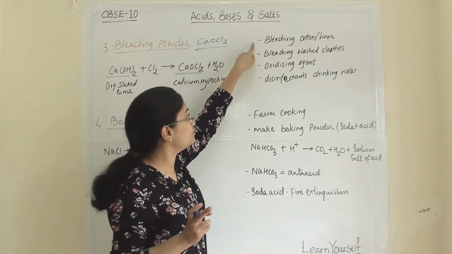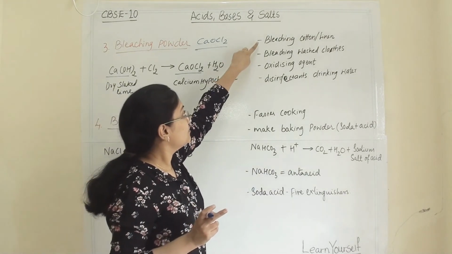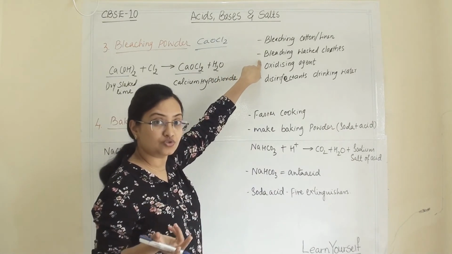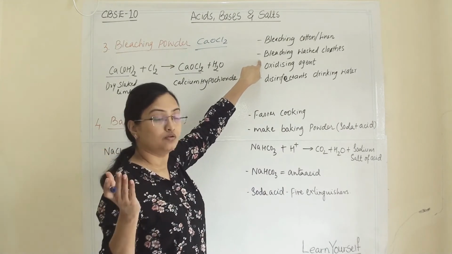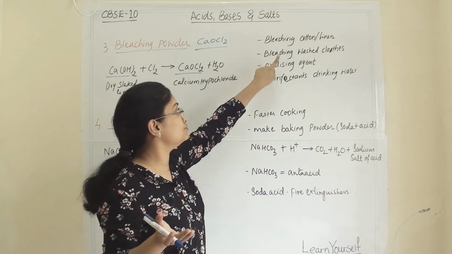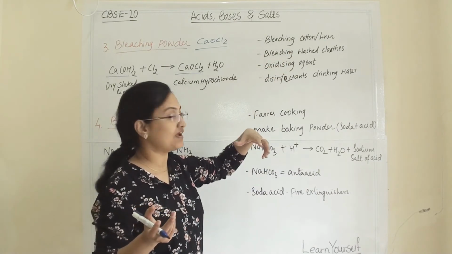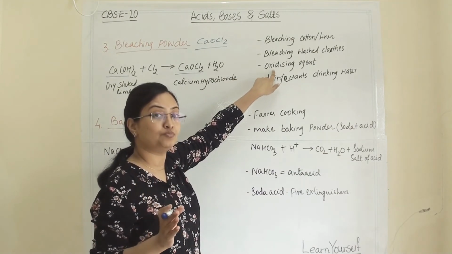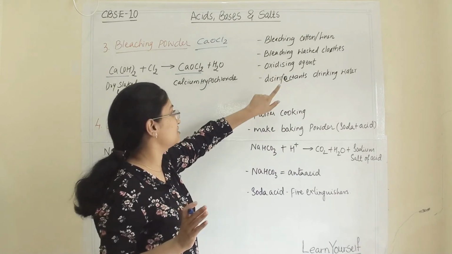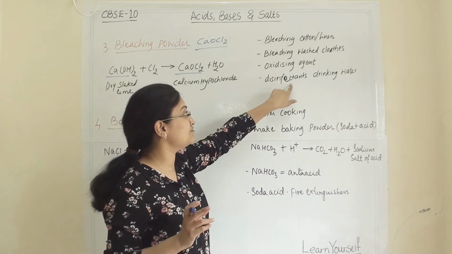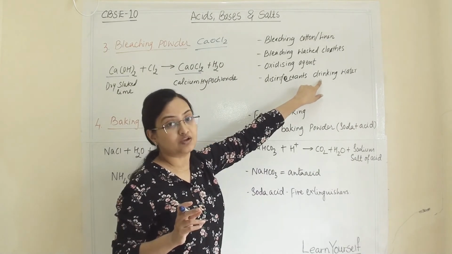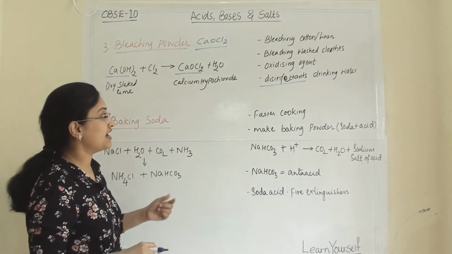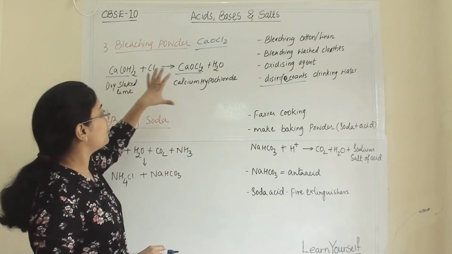Now, the uses of bleaching powder are bleaching cotton and linen in the clothing industry, then bleaching washed clothes, whatever clothes are there in laundry, they are bleached to make them infection free. Also it is a very powerful oxidizing agent. One of its major uses is as an oxidizing agent. Then it is also used as a disinfectant in the drinking water industry. So it is also used as a disinfectant to disinfect drinking water. So this is all about bleaching powder.